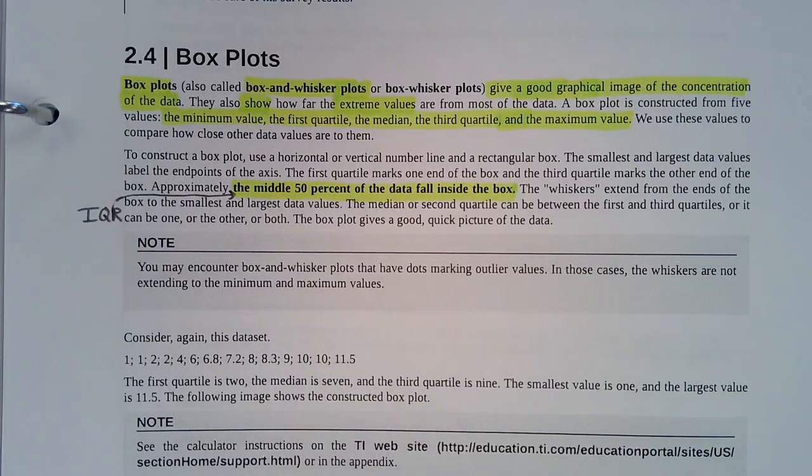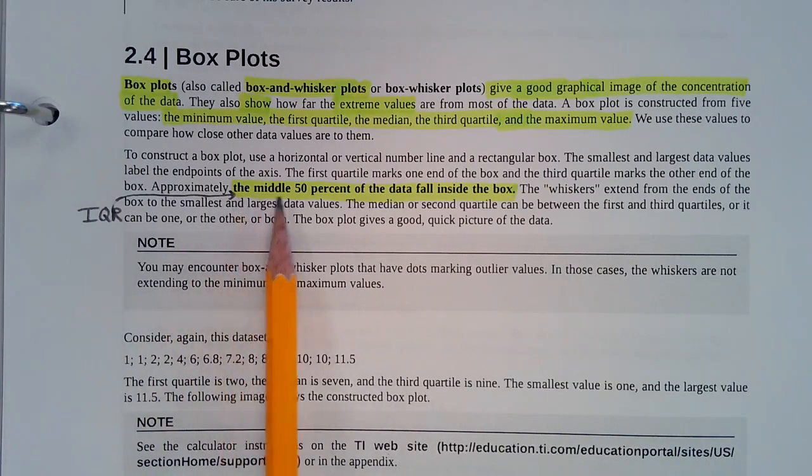Right, so now we're going to go on to section 2.4 and talk about box plots, or box and whisker plots. The way we work with box and whisker plots, it's a visual way to represent the data to get a good idea for where most of your data lies. And for that, we need all of our quartiles, our minimum and our maximum values.